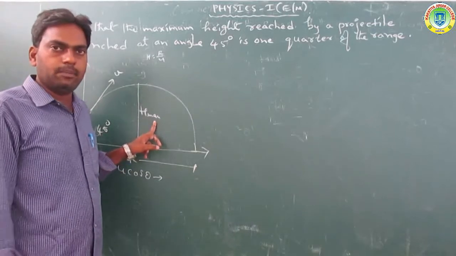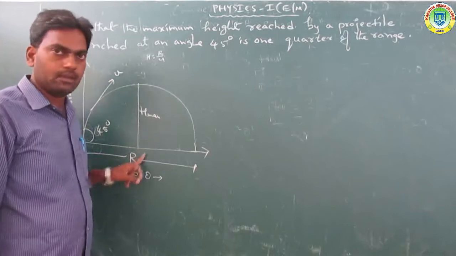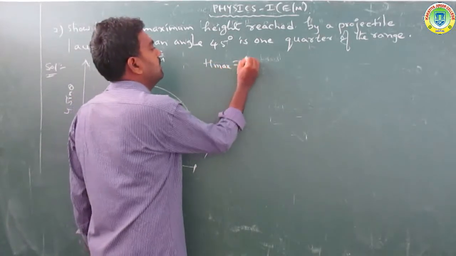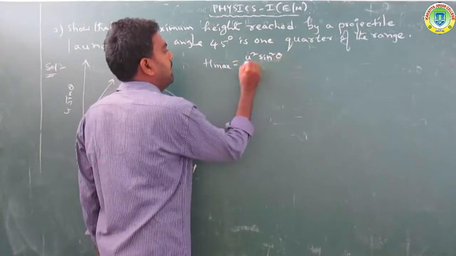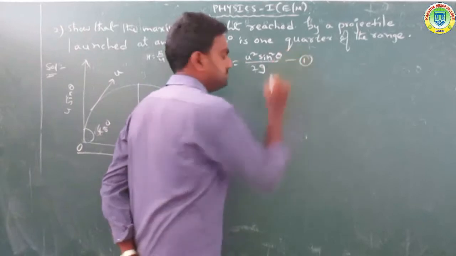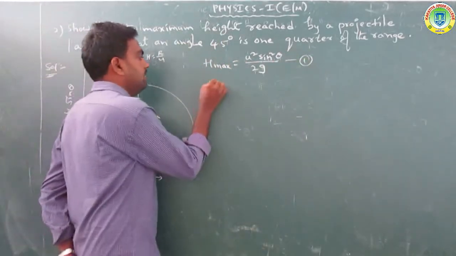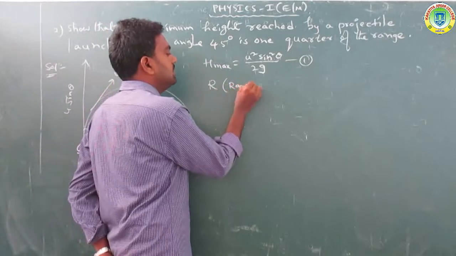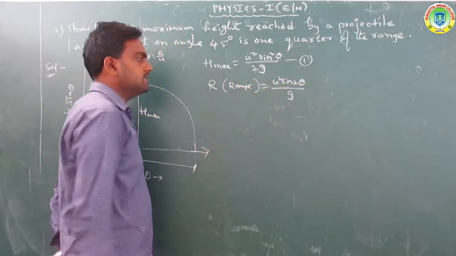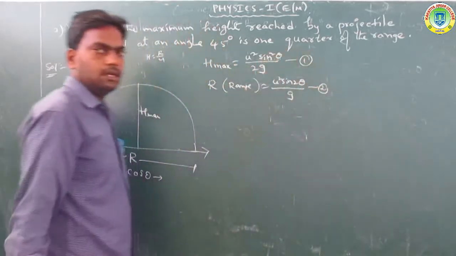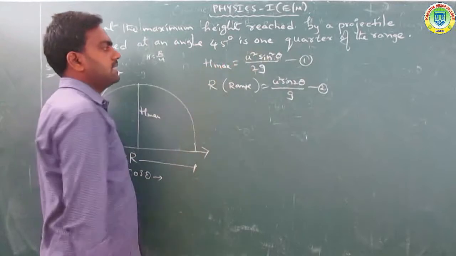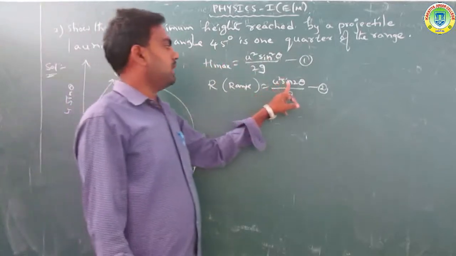We have already discussed this topic. What is the maximum height? What is the range? The maximum height H is equal to u square sin square theta by 2g, equation 1. Now the range R is equal to u square sin 2 theta by g, equation 2.